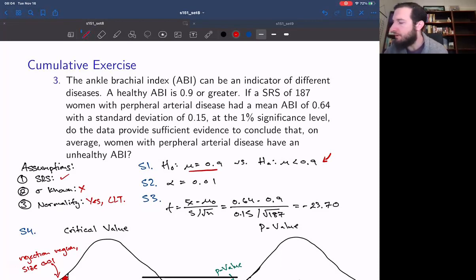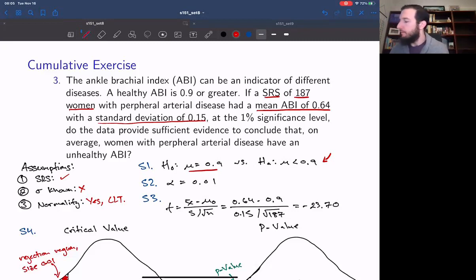Okay, so in this particular question, we are studying the ankle brachial index, the ABI. We're told that a healthy ABI is 0.9 or greater. We have a simple random sample of 187 women with peripheral arterial disease and a mean ABI of 0.64 with a standard deviation of 0.15. So we're told we have an SRS of 187 women. That's the size of the study. The mean of the sample is 0.64 with a standard deviation of 0.15. So that's telling us that little n is 187, x bar is 0.64, and little s is 0.15 because it's the standard deviation of the sample.